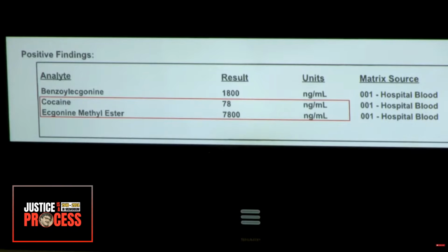So if you add the cocaine number and the ecgonine methyl ester number together, that will give us an idea of how much cocaine was in her blood at that point in time on February 25th, 2023 at 2231. And is it your testimony that that amount would be 7,878 nanograms per milliliter? Yes, ma'am. So that would be the concentration of cocaine in Jade Benning's blood on February 25th, 2023 at 22:31. Yes, ma'am.